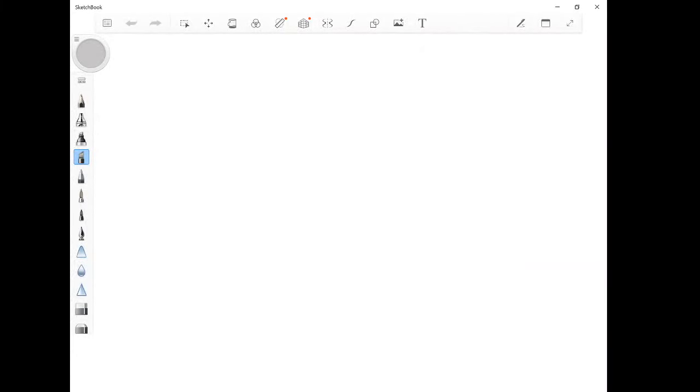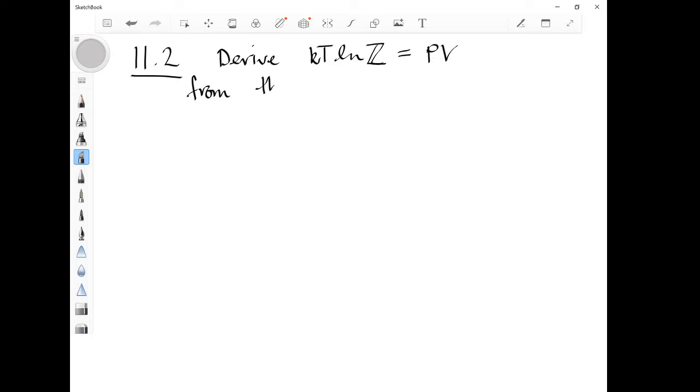So exercise 11.2 basically says: derive kT log of the grand partition function equal to minus PV by using the Boltzmann entropy.